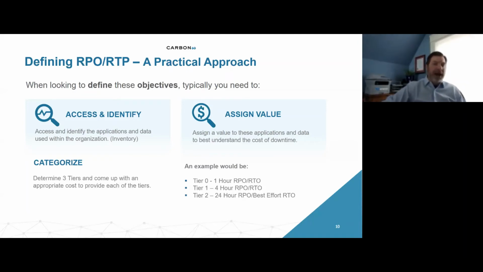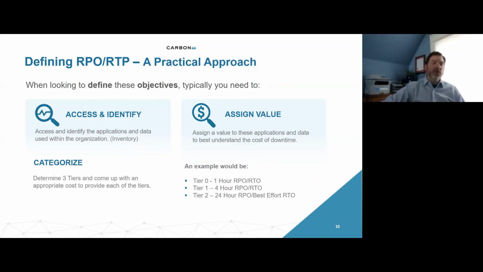So a practical approach in this, you can go through a full BIA, a business impact analysis, and go through in-depth stuff with this. But what I've learned in my career that works really well, basically a practical approach, is you end up defining 3 tiers, and you come up with an appropriate cost to provide each of those tiers. So the example here is tier 0 is a 1-hour RPO and RTO, tier 1 is a 4-hour RPO and RTO, and tier 2 is a 24-hour best effort.